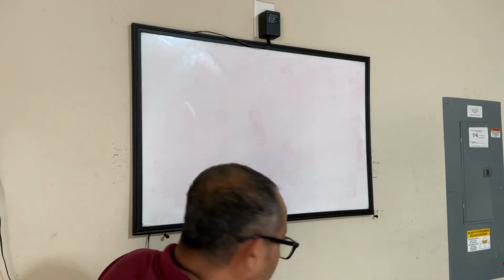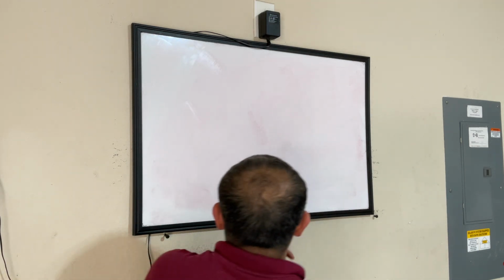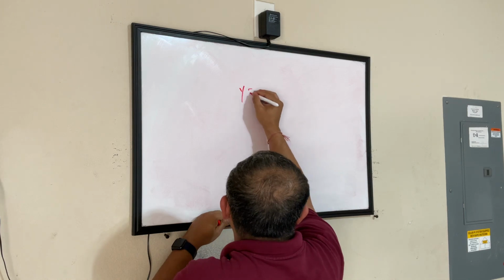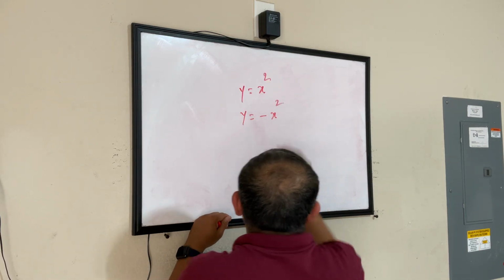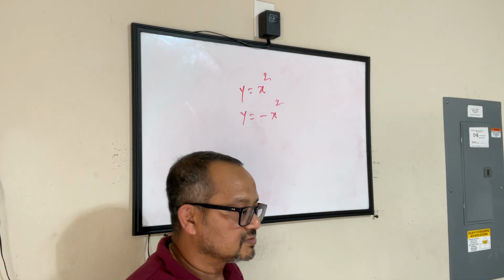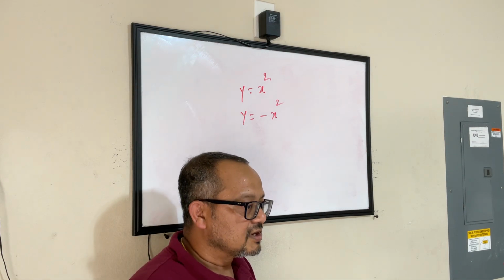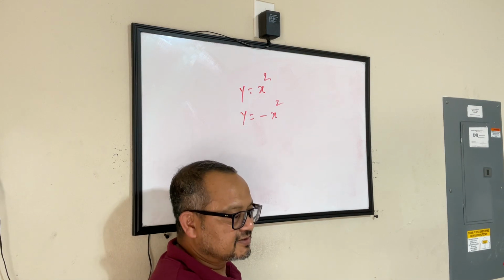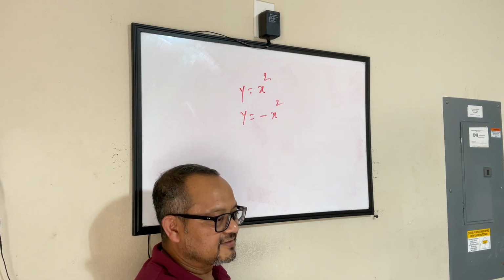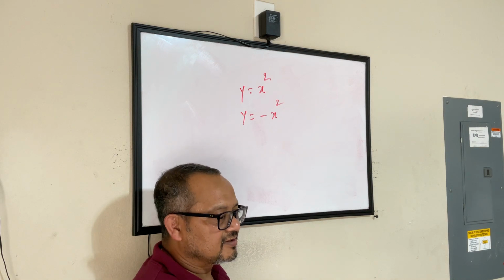So we have seen one flavor of parabola. Now let's look at this: y equal to x squared versus y equal to minus x squared. What happens? Adri, do you remember what happens in this case? Does it reflect?